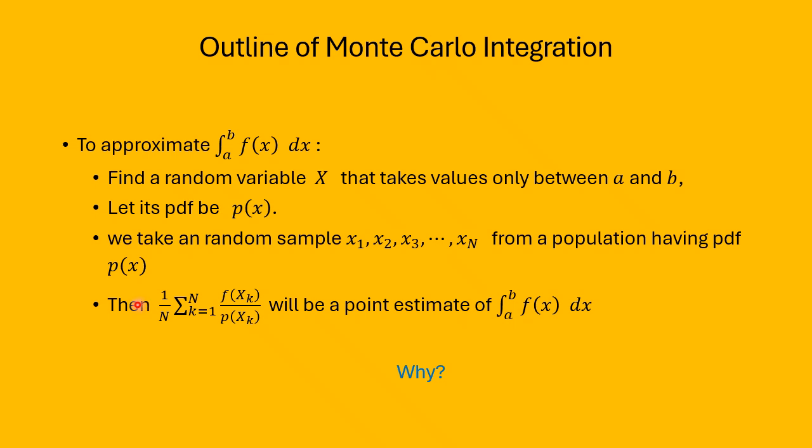Then it turns out that if we take the average of these things, 1 over n, the sum from k equals 1 to n of f of x sub k divided by p of x sub k, that will be a point estimate of this integral. So to estimate this integral, we will calculate this sum multiplied by 1 over n.